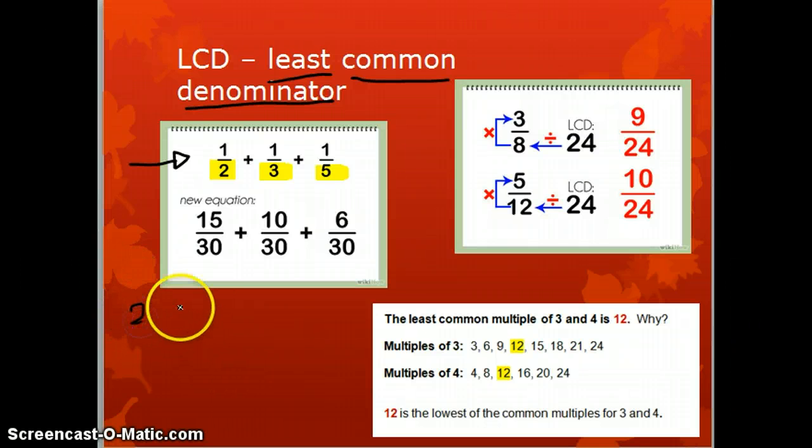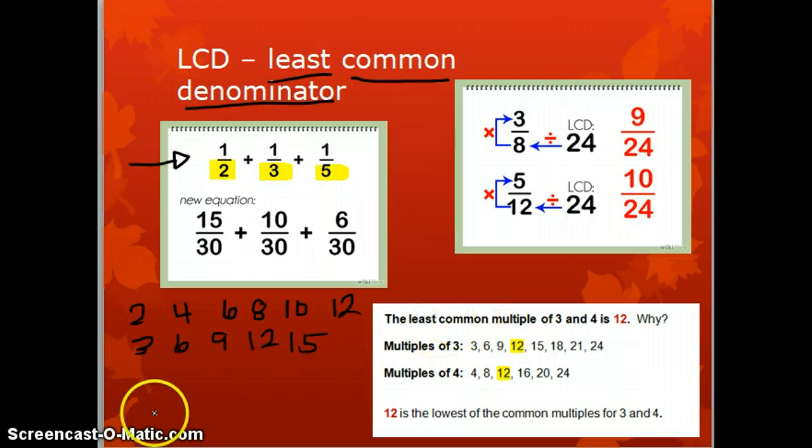You can do things like list your multiples: 2, 4, 6, 8, 10, 12, 14, 16, and so forth. 3, 6, 9, 12, 15. So far we have 12 and 6 as our common numbers, but when we throw that 5 in there, it really throws it off. So listing numbers is one option. You can also multiply. 2 times 3 is 6, 6 times 5 is 30, and that's going to be the smallest number we have. So you can see that the least common denominator ends up being 30.